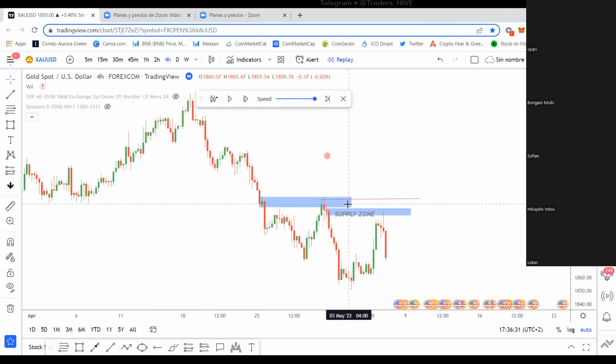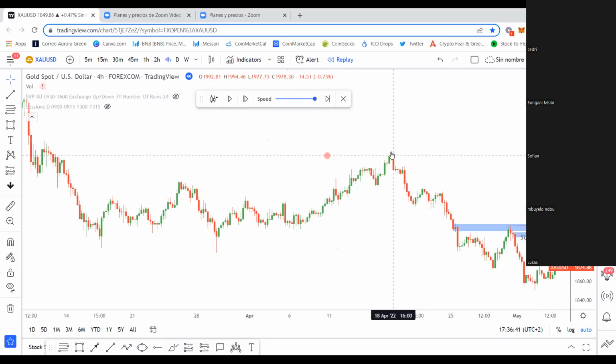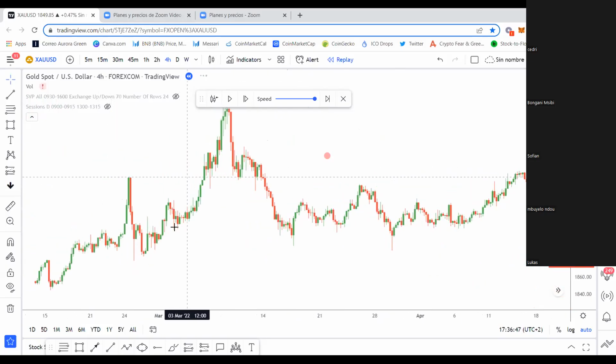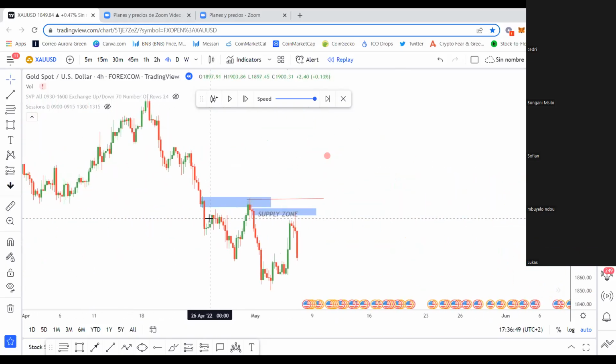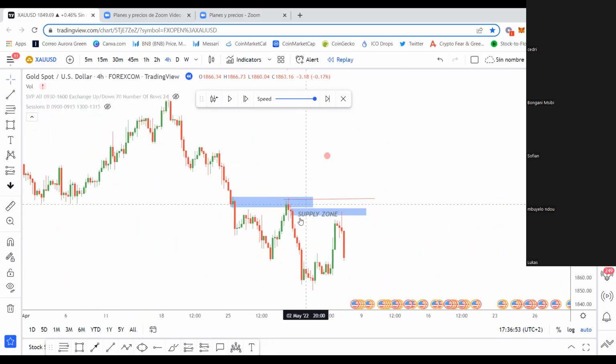So the first point to consider is an indecision candle followed by a strong wick, okay? For example, up here, this would be another good supply zone. Well, it's plenty, guys, it's plenty. As you go trading, you will find these patterns all the day, okay?